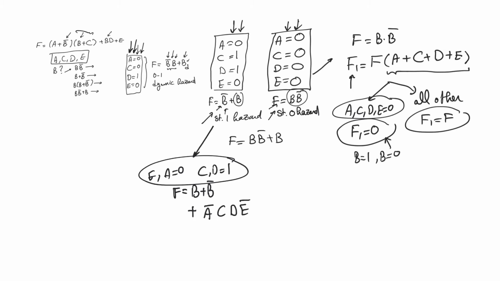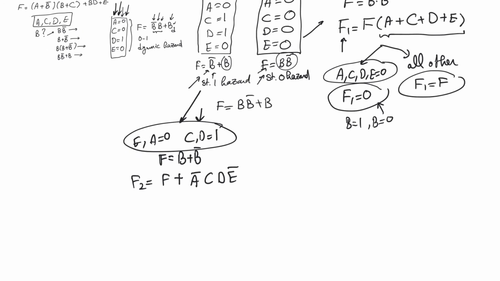This term is equal to 1 for this input combo of a, c, d, and e, and equal to 0 for all other combos. So in this case, we'll have f2 is equal to f plus a bar, c, d, e bar, right? And this is going to solve the static one hazard, because this term is going to force the function to be equal to 1 regardless of the value of b. And it doesn't change the function, because for any other combo of a, c, d, and e, f2 is going to reduce back down to f.